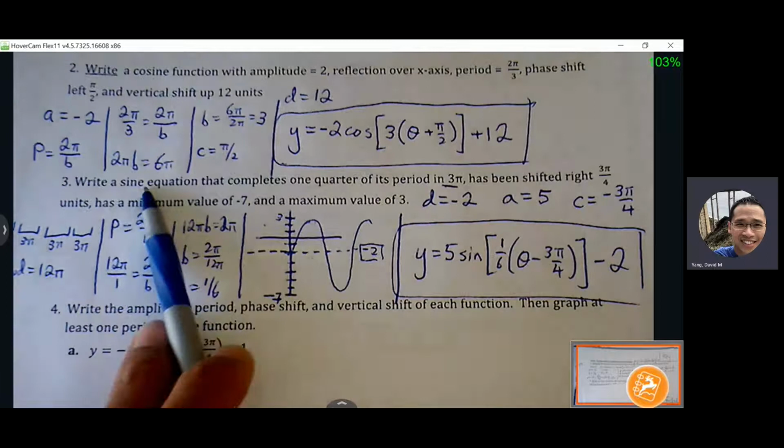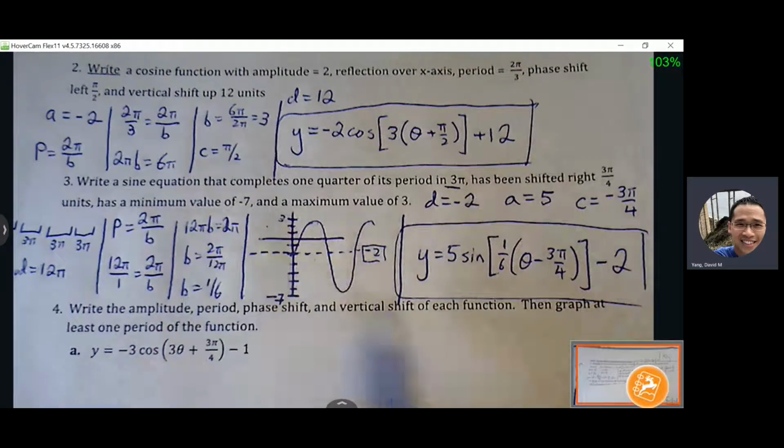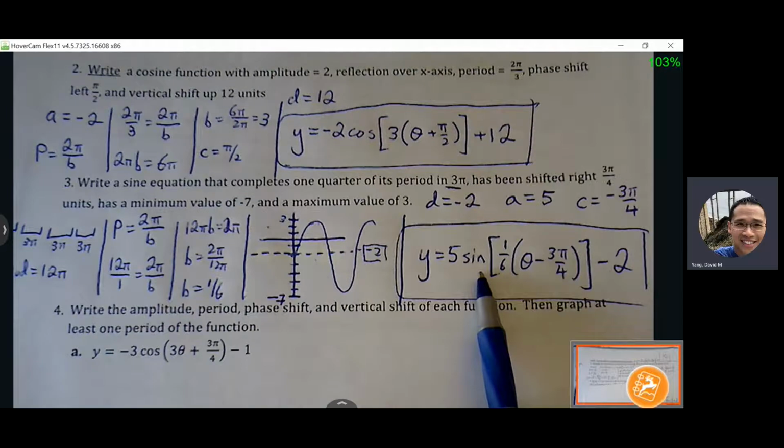If this is write a cosine equation, it would have all the same properties. We just replace sine with cosine.